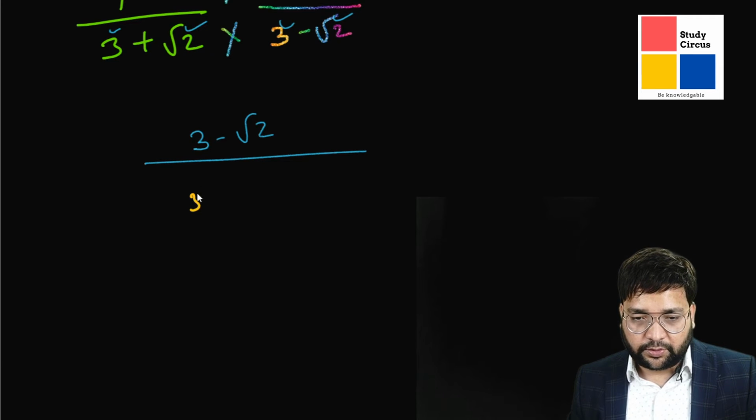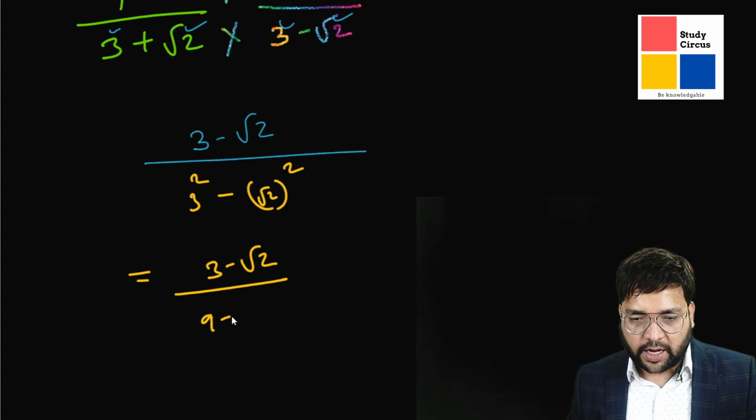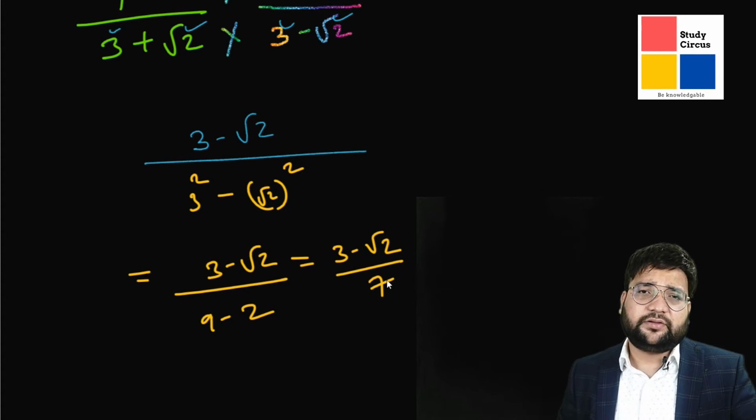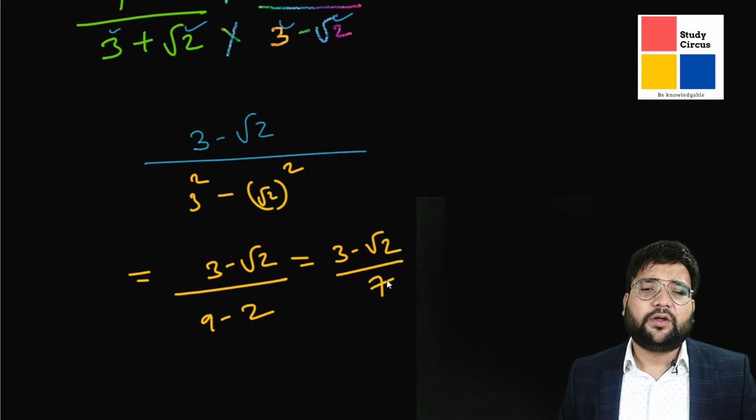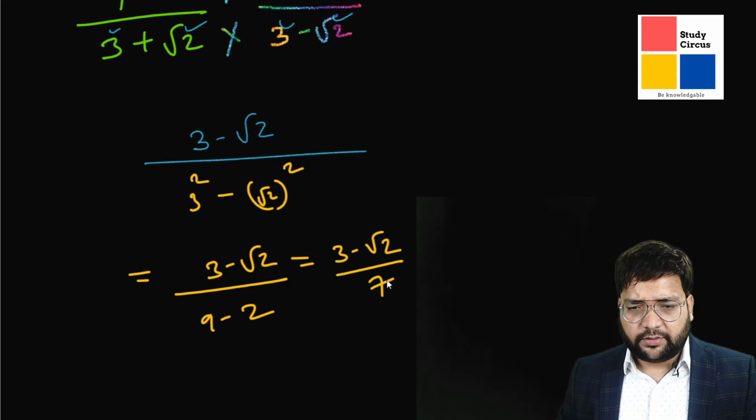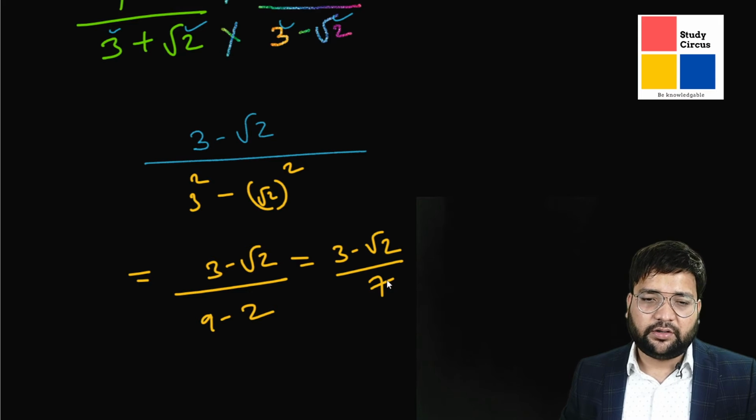Okay, this is going to be 3 square minus root 2 square. That is 3 minus root 2 upon 9 minus 2, that is 7. So 3 minus root 2 upon 7 is the rationalized form. That means the denominator is now a rational number. So this is what I mean by rationalizing the denominator.